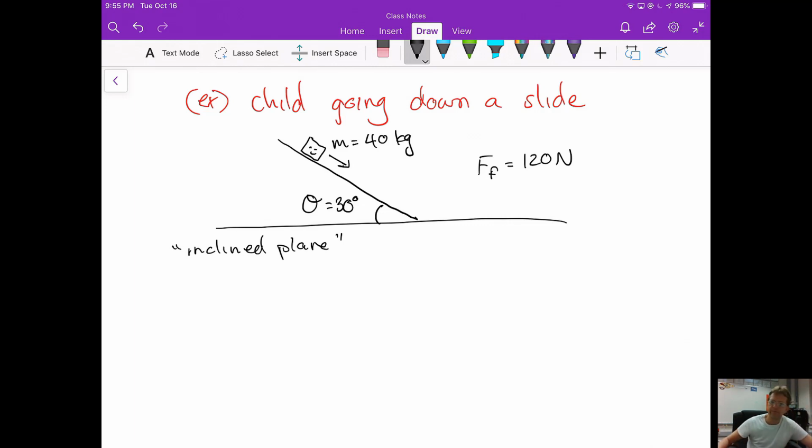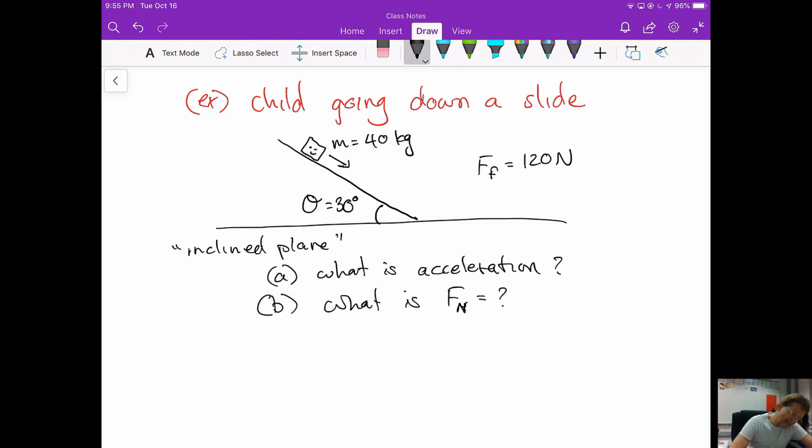Okay. Then what question are we going to ask? I think the only questions we can ask, if we're doing a Newton's second law problem, is what is the child's acceleration and what is the normal force, the force that the slide exerts perpendicular to the surface on the child. Okay, so how do we do this problem?